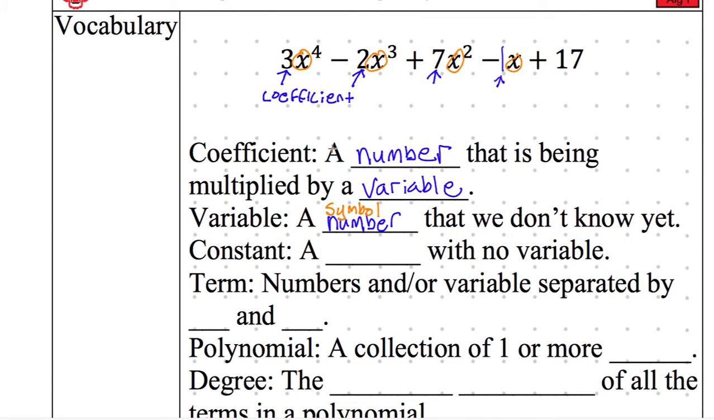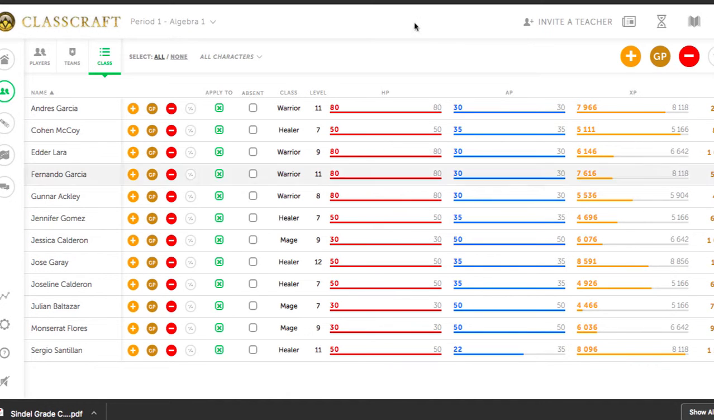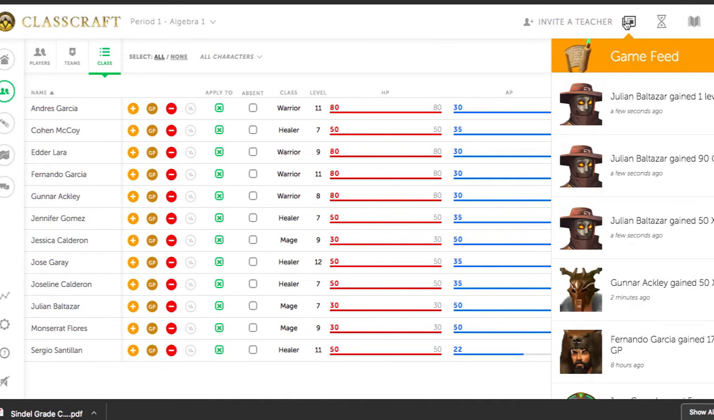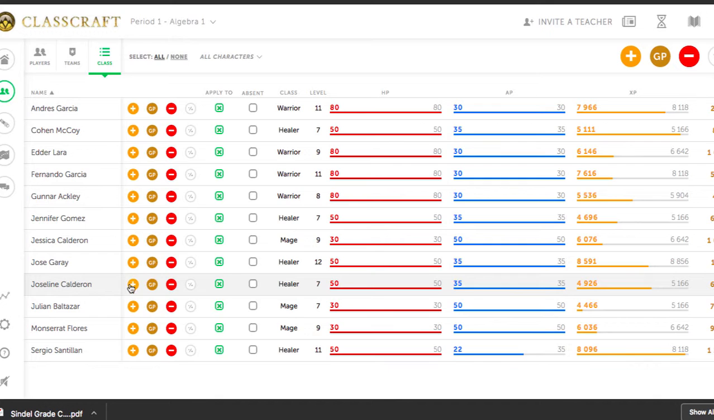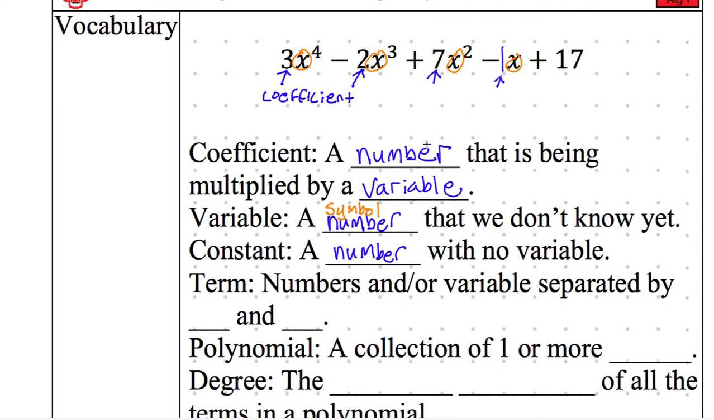Constant. What is a constant? And again, yeah, Josie. It's just a number. And it's a number with no variable. After I did, did I give Julian his XP? I did. So, Josie, there's your XP. I need someone else with a quiet raised hand. Can someone identify a constant in this polynomial? Where is the constant? Jenny. 17. This is our constant.